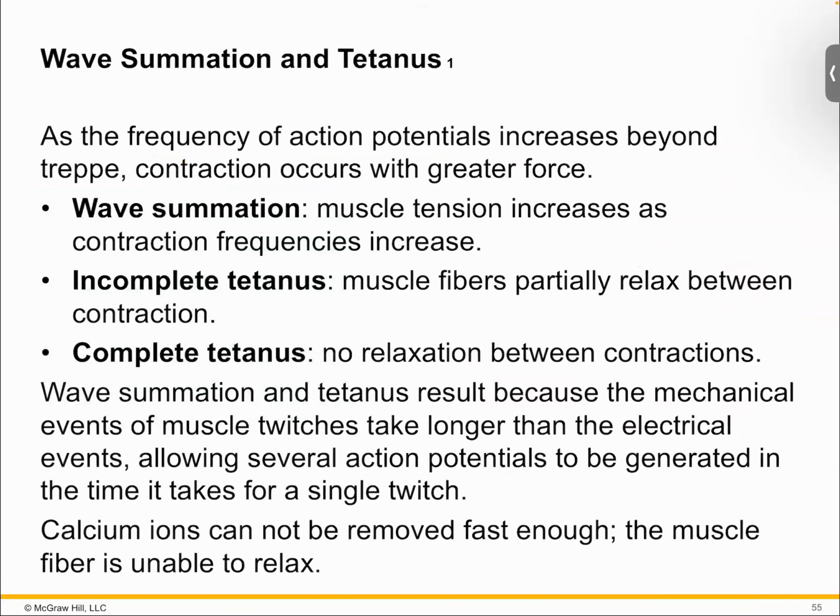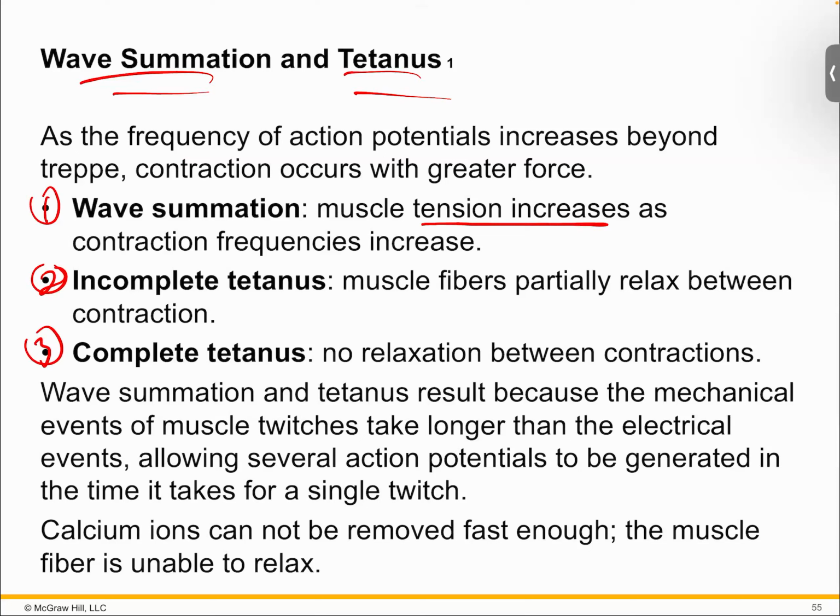So the other types of patterns that we see in twitch formation, right? Twitch patterns, basically, if you will, is what's called wave summation and then tetanus. And there's two different types of tetanus. There is what's called incomplete tetanus and complete tetanus. So in wave summation, we'll talk about that one first. So in wave summation, what happens is your muscle tension increases because your contractions increase over time, and it's summed. So that is to say, one contraction is the summation of a previous contraction. It's a little bit different than treppe. We'll take a look at this here in just a second on a graph. It's a little easier to see what's happening when we see it on the graph.